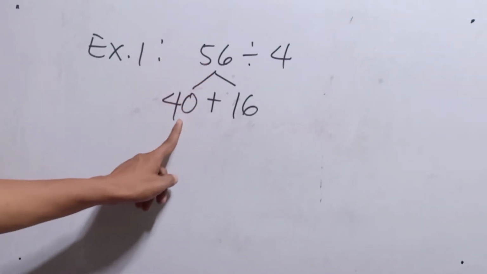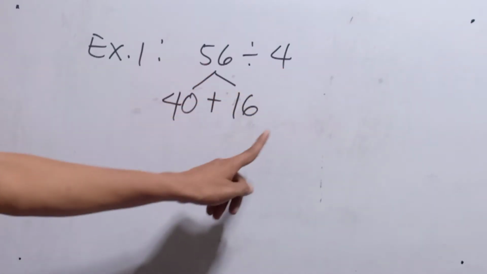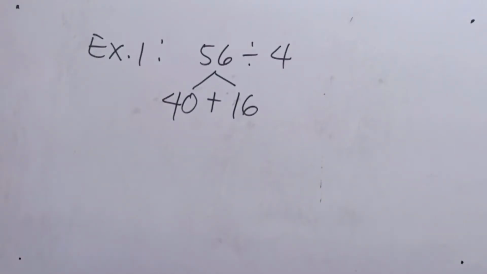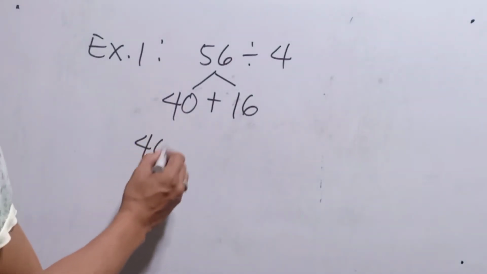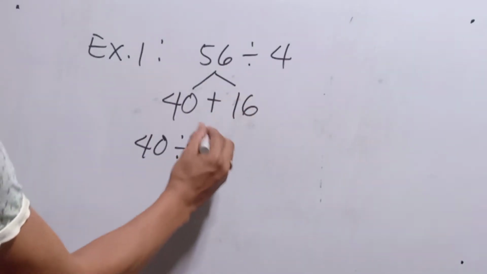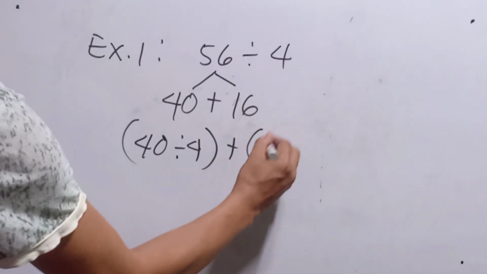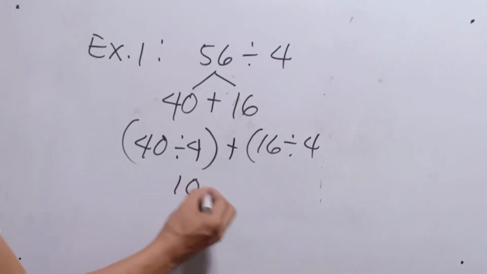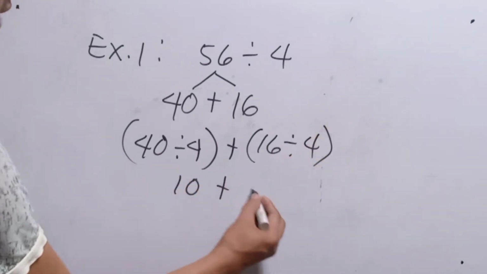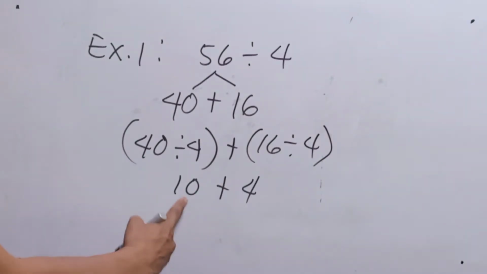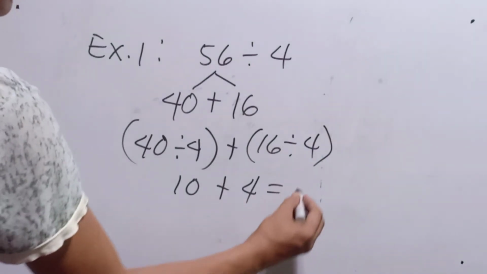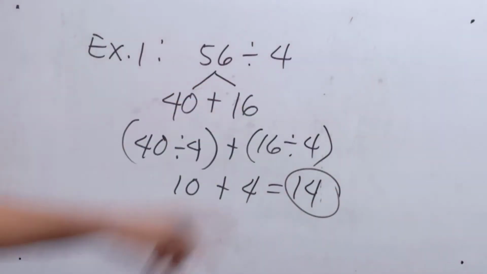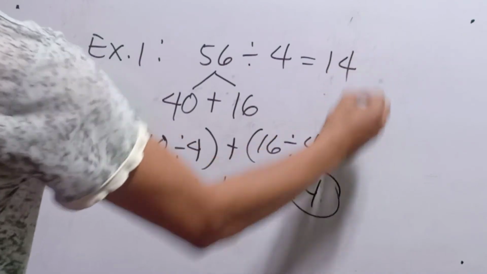If you notice, 40 can be divided by 4 easily, and 16 also can be divided by 4 easily, right? And we can do that mentally. So we divide 40 by 4 plus the 16, divide also by 4. So divide this, you get 10, plus divide this, you get 4. After that, simply add the quotients, and that will give you 14. So 56 divided by 4 is simply 14.